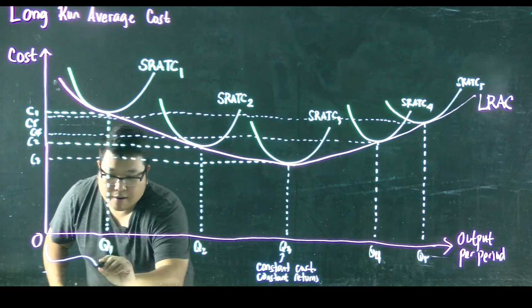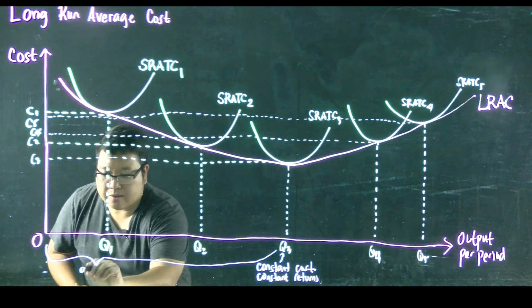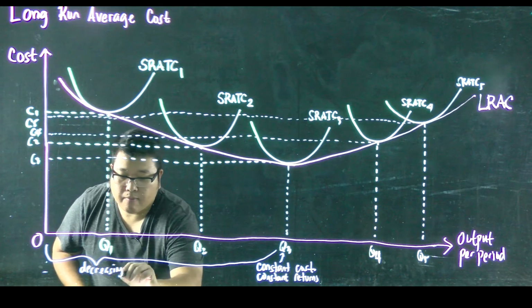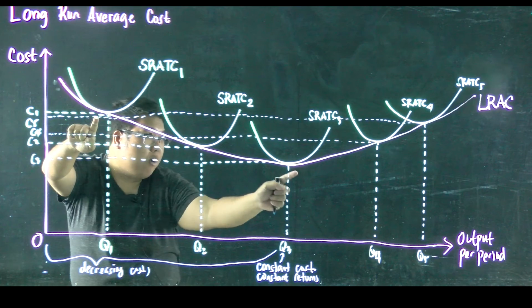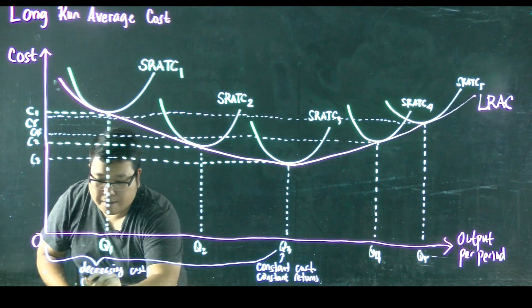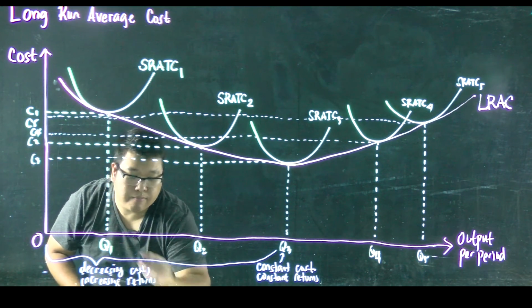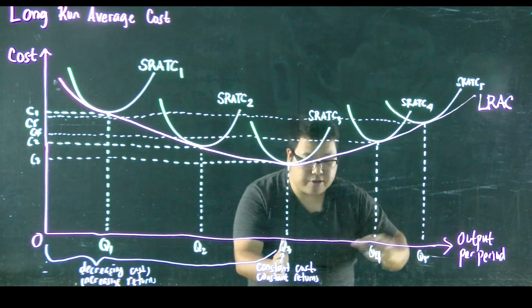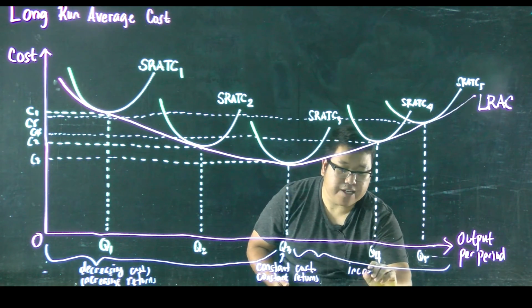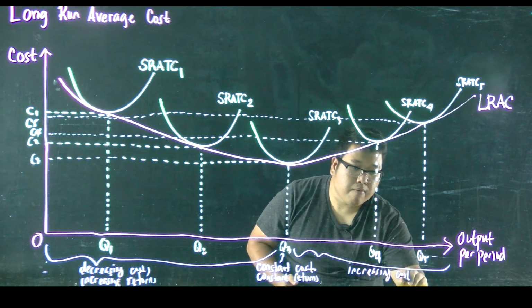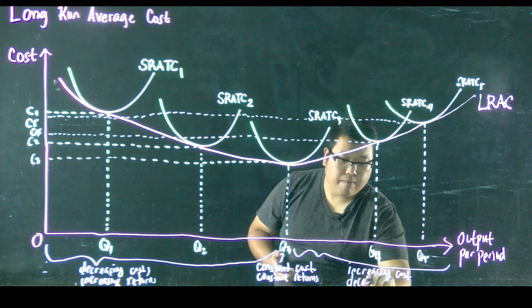So from here, all the way here, we have what we call decreasing costs. As you can see, costs decrease from SRATC1 to SRATC3 because the firm is experiencing increasing returns. And from Q3 onwards, we see that cost starts to increase. So we have here increasing costs, and what happens is that the firm experiences decreasing returns.